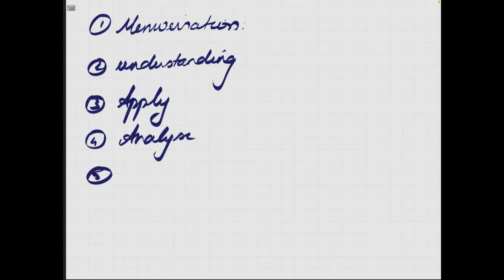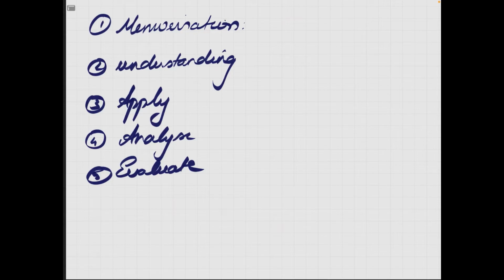The next level of learning is to evaluate. After analyzing the data, by comparing and associating different concepts, we start to evaluate. We start to see which piece of information is important in a particular concept. Our mind starts applying value to it.